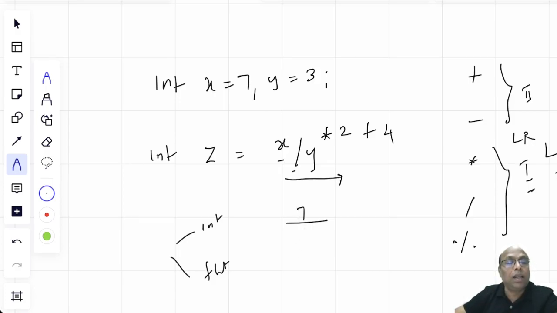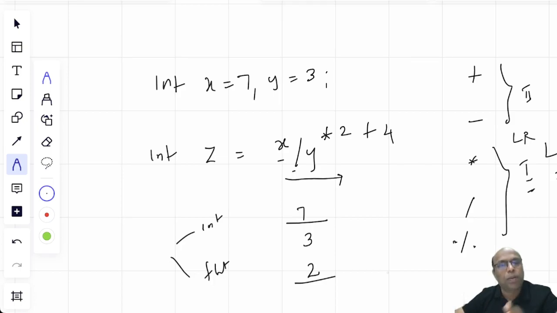Y is an integer, therefore it's going to copy the result into a register of type what? An integer. Now when I do 7 by 3, the result is also going to be copied into a register. What type of result is going to be generated for this? An integer. Why? Because both operands are integers, therefore it is going to generate a register of type integer and is going to store the result 2.